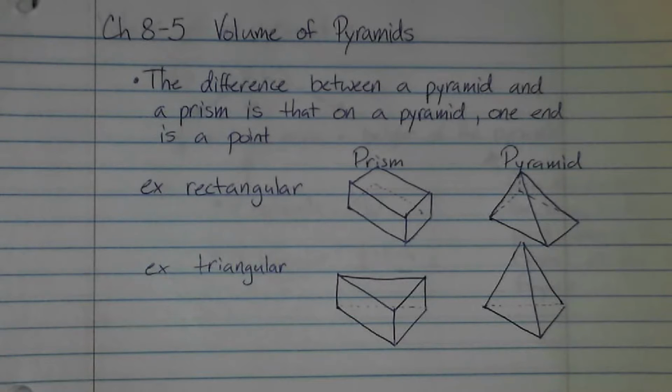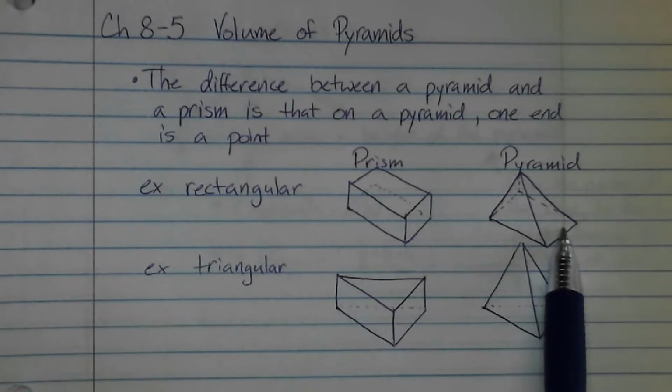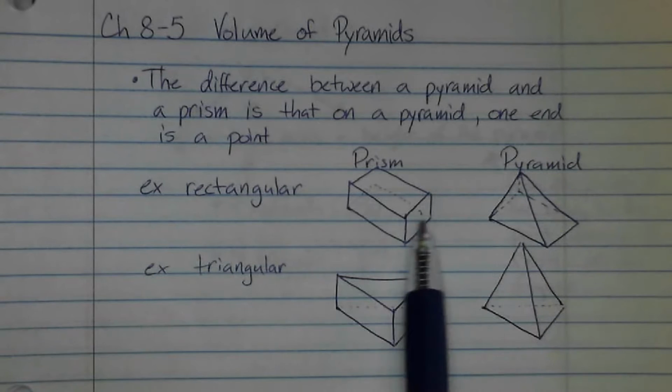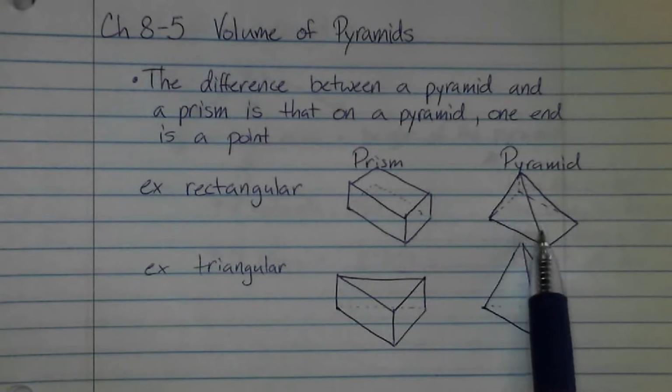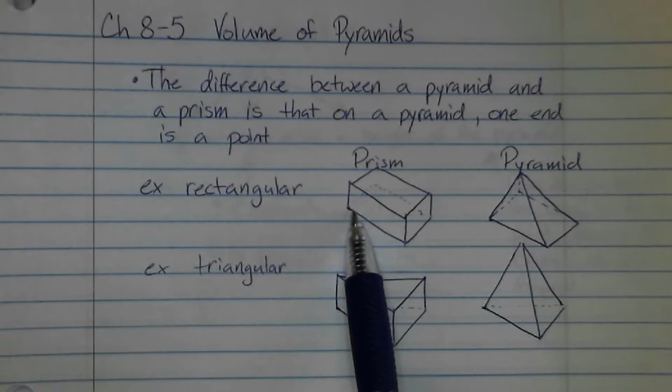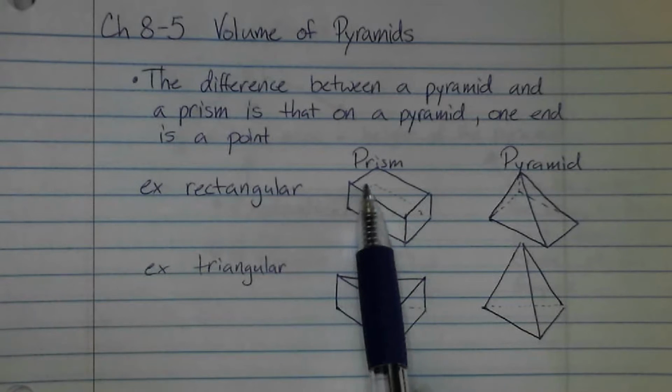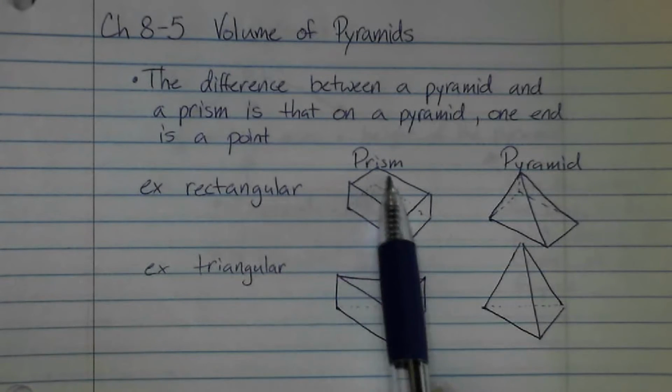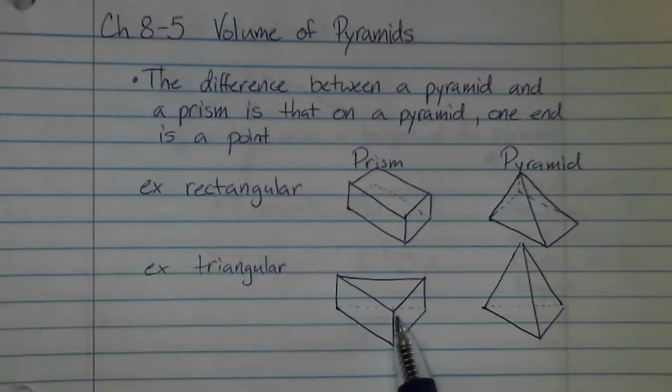Now, the first thing I want to let you know before we start is the difference between a pyramid and a prism. So here I have a rectangular prism and a rectangular pyramid. The difference that you can hopefully see is that a pyramid comes to a point on top. A prism has the same area or same shape for the base as well as for the top. Same thing with the triangular prism. Notice we have a triangle bottom and triangle top. Here, triangle bottom, but it comes to a point on top.